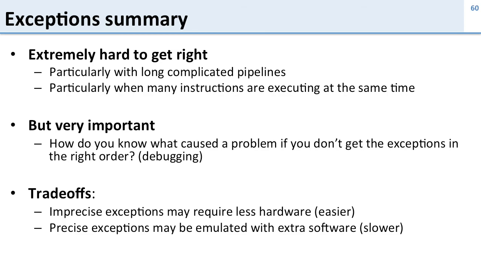And we saw a little hint of some of the trade-offs here. So we saw that we could do these imprecise exceptions, which are easier to do, and sometimes we need precise exceptions, and sometimes you can do that by writing the software differently when you need precise exceptions.